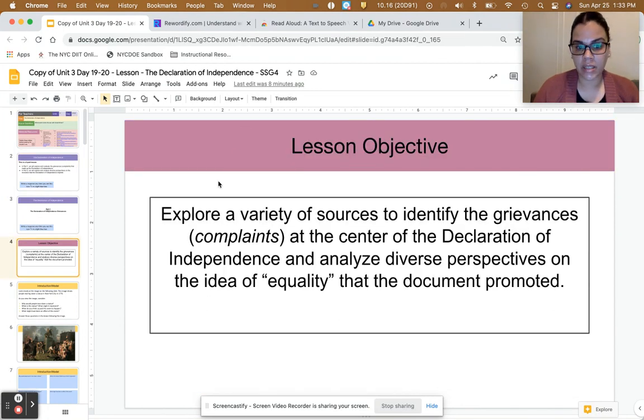The lesson objective is to explore a variety of sources to identify the grievances or complaints at the center of the Declaration of Independence and analyze diverse perspectives on the idea of equality that the document promoted. Some scaffolds that you will see for the introduction portion are building background knowledge and using guiding questions to support students' access to grade level content.